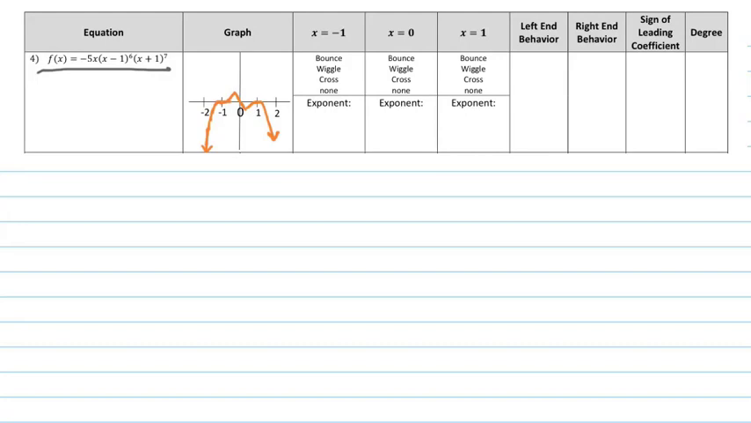And we talked about that at -1, we had the wiggle because it flattened out and went on through. At 0, we had a cross because it did not flatten out any. And then at 1, we had a bounce because it flattened out and went back the same direction it came from. So let's look over at the left side. On the left side, y approaches -infinity because it's going on down. On the right-hand side, y approaches -infinity because it's going down.